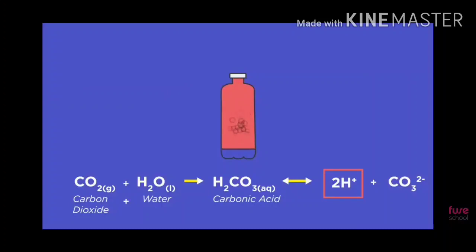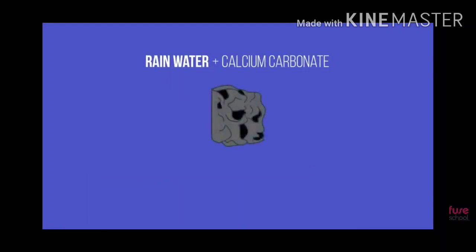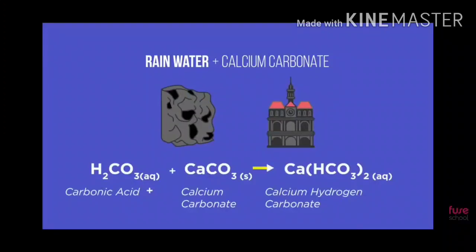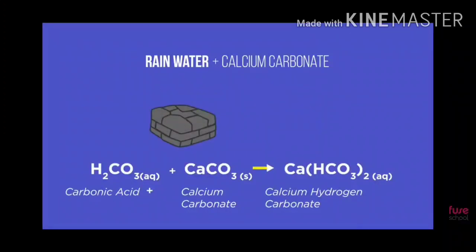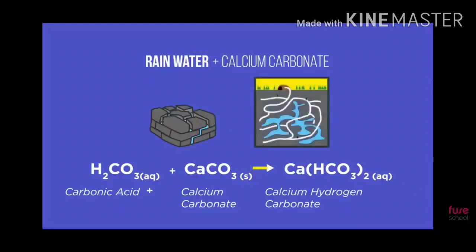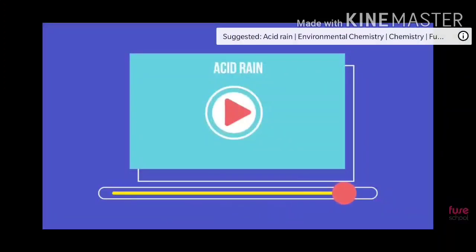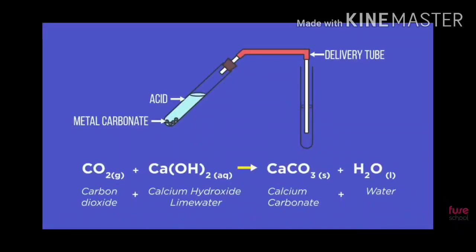This carbonic acid is responsible for the carbon dioxide that comes out from cold drinks or soda water. If rainwater mixes with calcium carbonate, it forms calcium hydrogen carbonate, calcium bicarbonate, and slowly you can see all those pillars and monuments which are made of these insoluble materials actually get corroded. So that is how the acid reacts with metal carbonates.